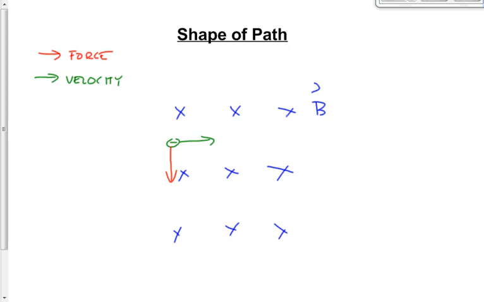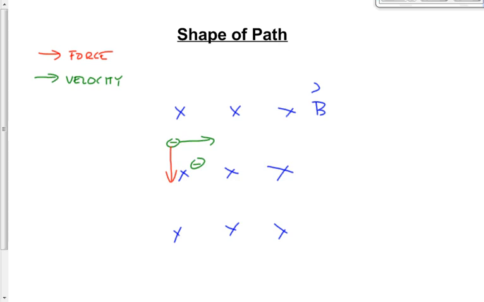Well, what's going to happen to this electron if it's moving to the right, but experiences a force downward? Is it going to go straight down? No. Is it going to go all the way to the right? No. So what's going to happen to it? Where's it going to go? How about somewhere in between?